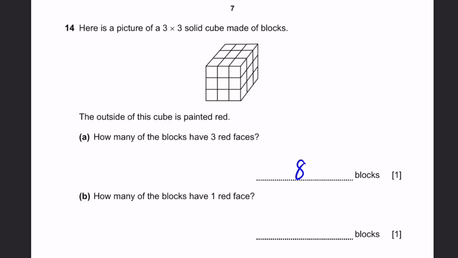B. How many of the blocks have 1 red face? That'll be all the middle blocks, because all the edges have 2 red faces and all the corners have 3, even though you can't see that they have 3, because there will be blocks on this side and below and also behind as well. So we need to trust that there will be more faces which are painted in those blocks. So only the center blocks of each face will be painted red. This one is on the left side, this one's behind, and this one is below. So there'll be 6 blocks for 6 faces. That's the answer.